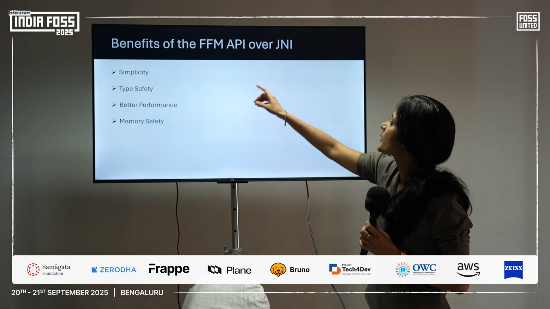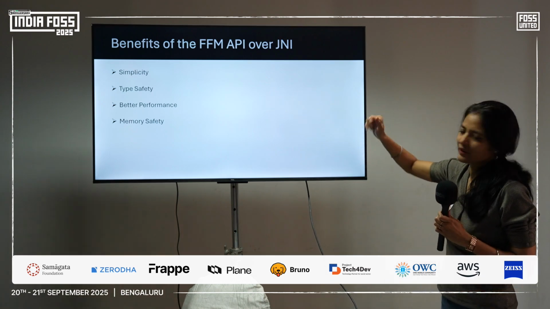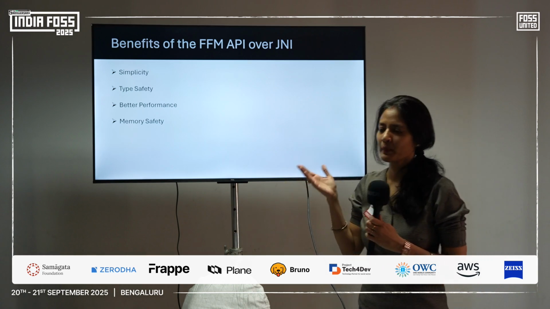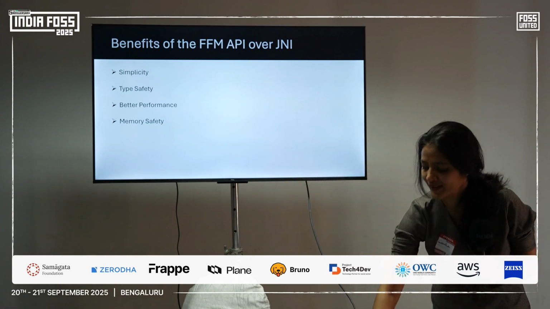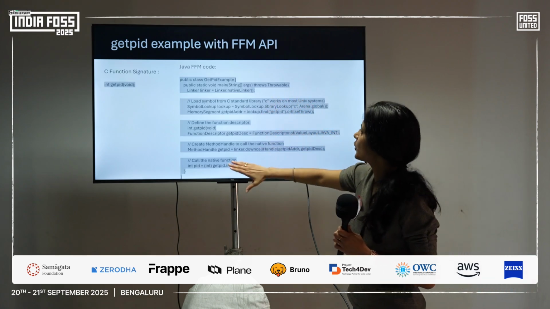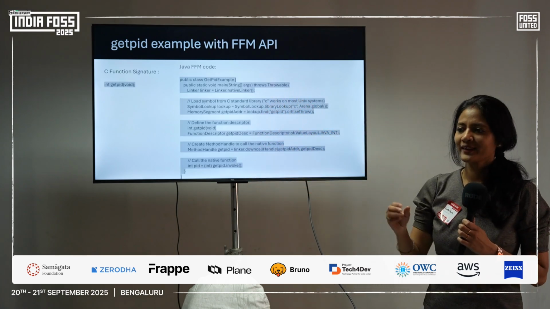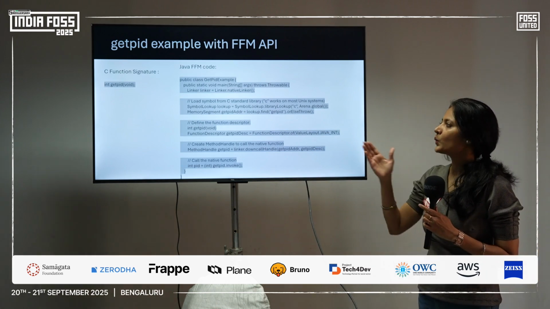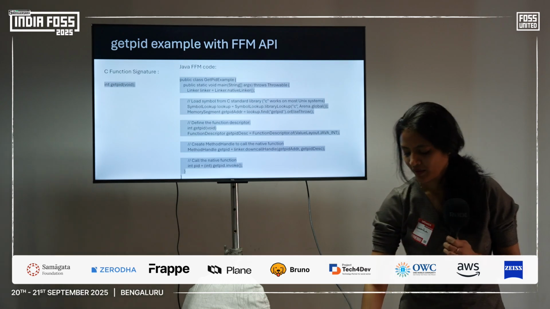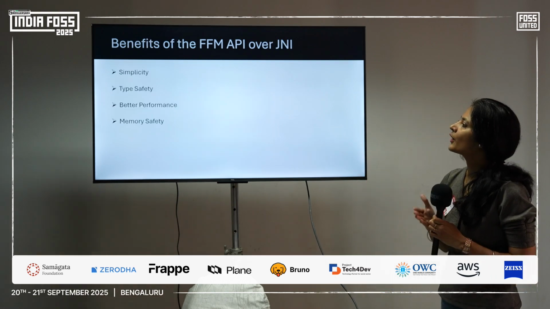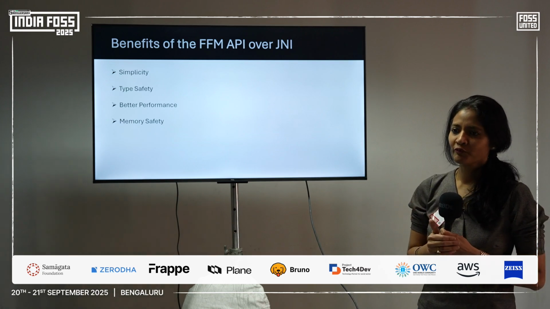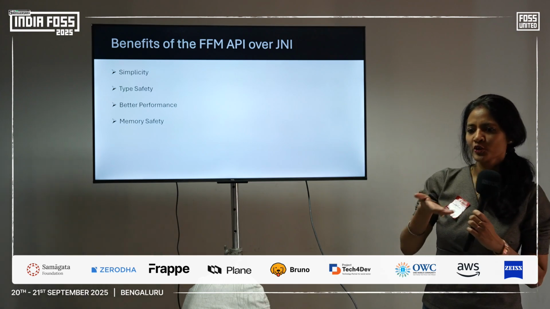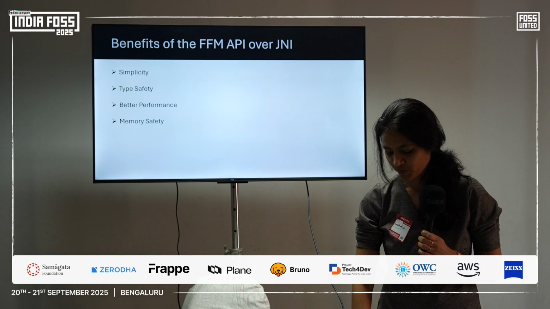So the benefits of that FFM API we have already understood: simplicity, type safety, better performance, memory safety. And if you feel this part of the code is difficult to write, there is something called the JExtract tool, which is completely in Java, and you can take the help of that to write it. So I think it is a very, very powerful feature, and it is a new era it is giving to the Java developer who wants to talk to the native code from Java.